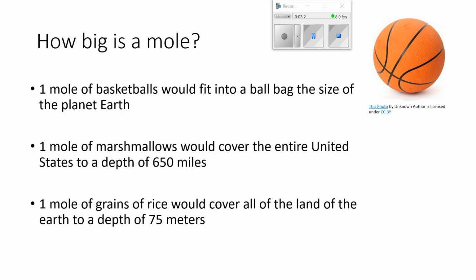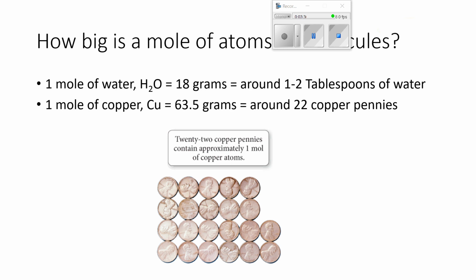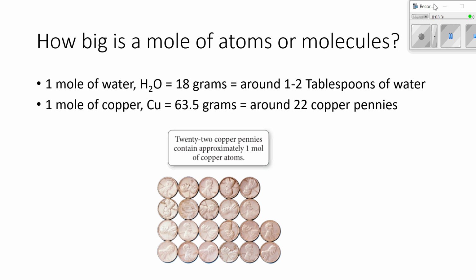But atoms are super small, and that's why a mole is useful. If we're talking about atoms or molecules, then a mole is actually a very reasonable amount. If you have a mole of water, that ends up being 18 grams. So 6.02 times 10 to the 23rd water molecules is about 1 to 2 tablespoons of water, roughly. A mole of copper is 63.5 grams. That's around 22 copper pennies, if you got some of the old pennies that are all copper. So much more reasonable an amount. That's because atoms are super tiny. That's why it's useful to have this really large number to use.